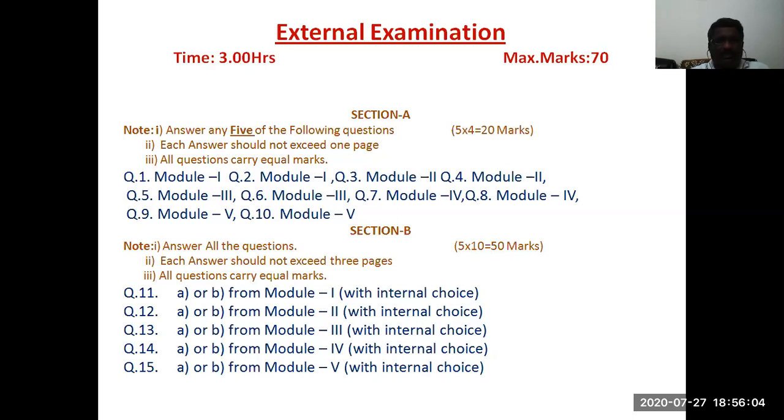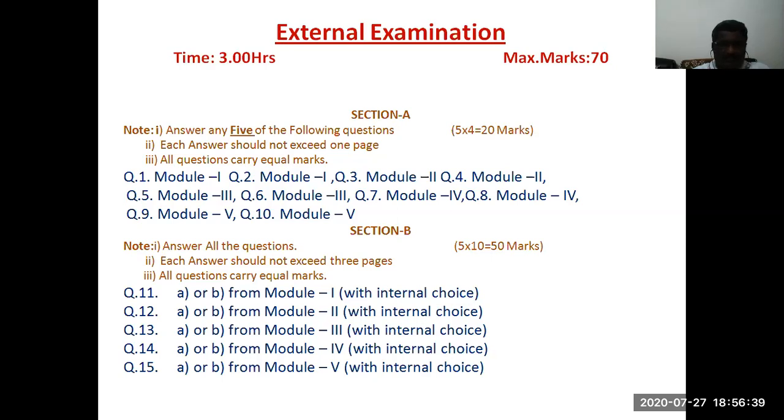Student has to attempt or write 5 questions only. Suppose a student attempted more than 5, the least scored question, the least marks, are not included in the calculation of the total marks. So a student has to attempt 5 questions compulsorily in this section.